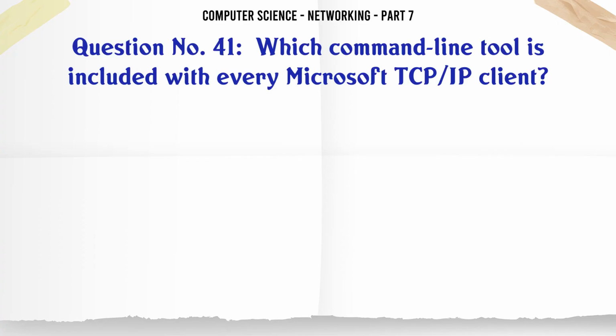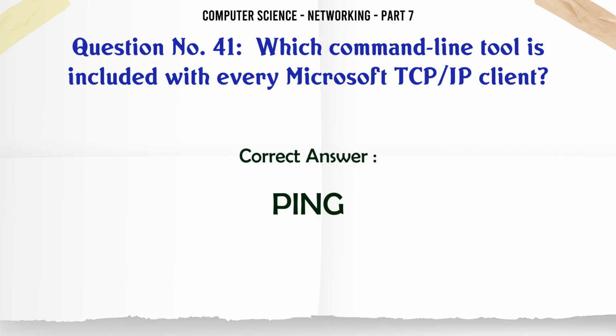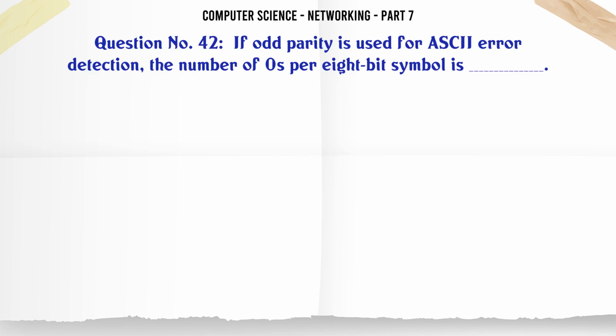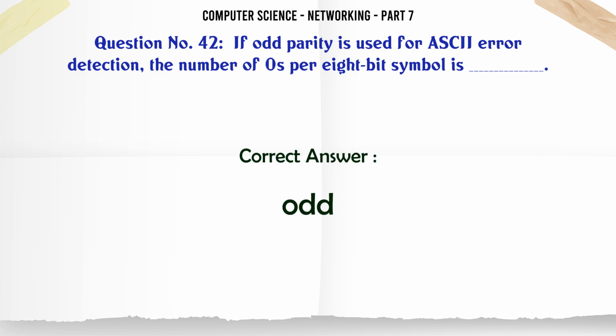Which command line tool is included with every Microsoft TCP/IP client? A. DHCP. B. WINS. C. Ping. D. UNIX. The correct answer is Ping. If odd parity is used for ASCII error detection, the number of zeros per 8-bit symbol is A. Even. B. Odd. C. Indeterminate. D. 42. The correct answer is odd.